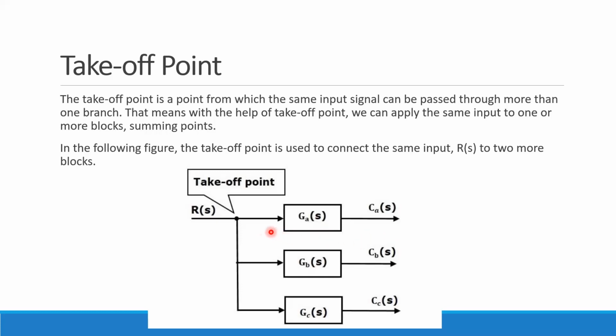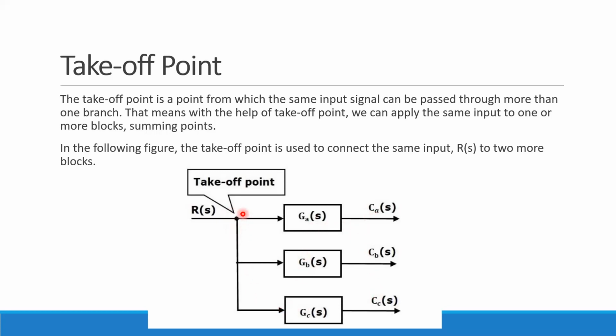So the takeoff point is a point from which the same input signal can be passed through more than one branch. So there is your R of S, that is your input signal, and from this point we are taking the same input and giving it to another block, and the same input is given to another block. Say this is one component, so it is also getting the same input as that of GB and GC. Based on the transfer function of these three, our output will be either the same or different.